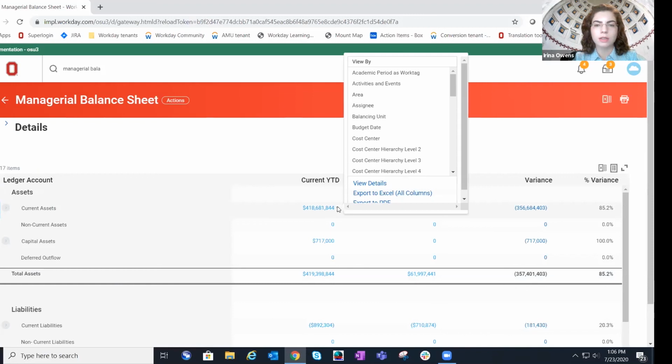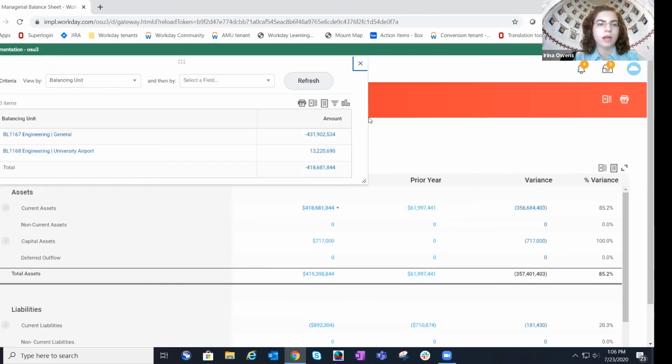Again, when I pivot on the number and click on the balancing unit, I can see it brought back only the engineering ones, which is what I intended to run this report for in the first place. So knowing your hierarchies and how data rolls up is very important to make sure you're able to run reports for the right data to help you with your day-to-day analysis.